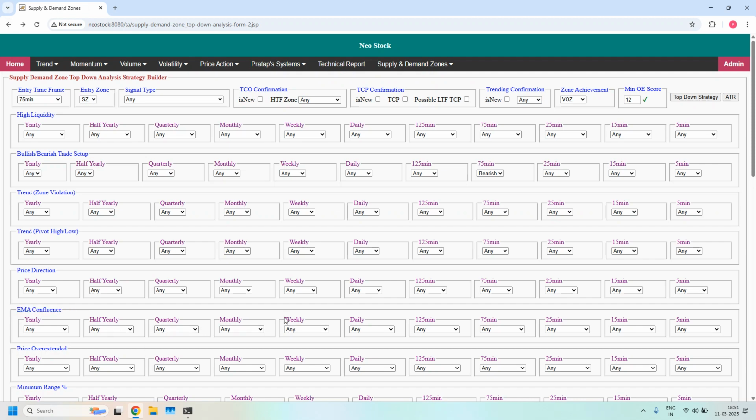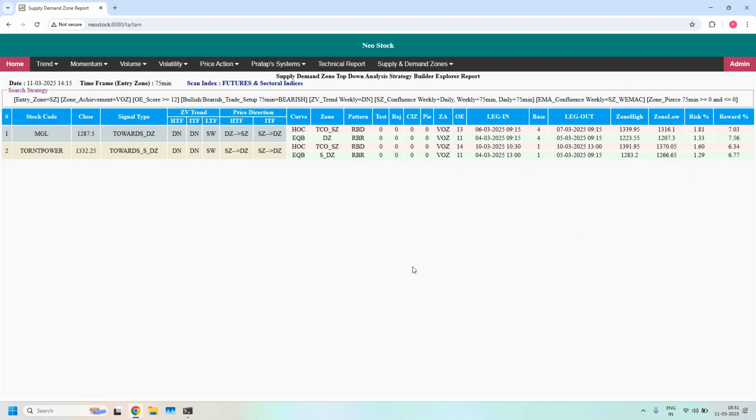In the EMA confluence at weekly time frame, I am selecting weekly supply zone having weekly EMA confluence, and the trend on the weekly time frame should not be sideways. It should be downtrend. It is bearish trade setup. Let's filter the stocks. We got 2 stocks. So these 2 75-minute supply zones might be having more high probability to get the success. We are only calculating the probability to get success. Okay, this is about bearish trade setup for weekly income trade.